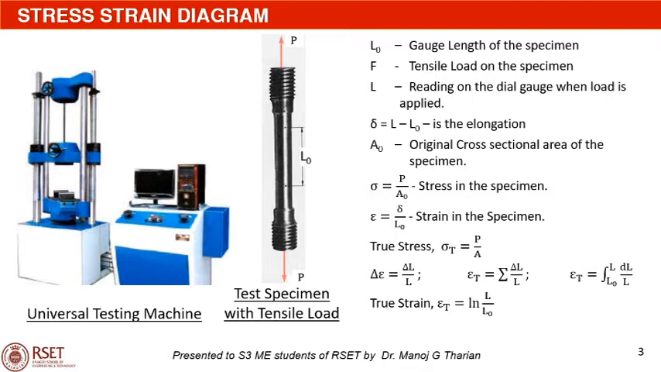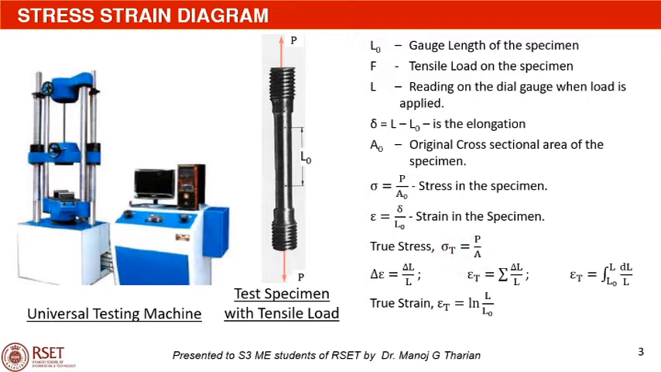When the test specimen is stretched beyond a certain limit, a lateral contraction occurs and the area of cross-section of the specimen decreases. The stress computed by dividing the load P by the actual cross-sectional area A is termed the true stress in the specimen. Sigma T is equal to P by A is the true stress.